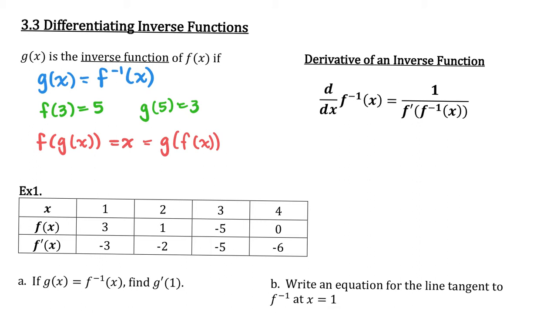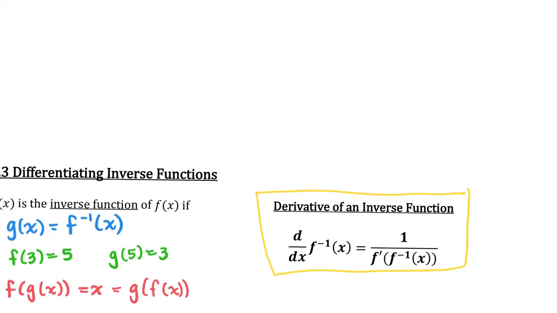Okay, this is the formula for the derivative of an inverse function. So the derivative of f inverse of x equals 1 over f prime of f inverse of x. Before we even try to use that, I'm going to show you where the formula comes from, just because it helps me remember the formula if I see where it came from. But you won't ever need to show me where it came from.